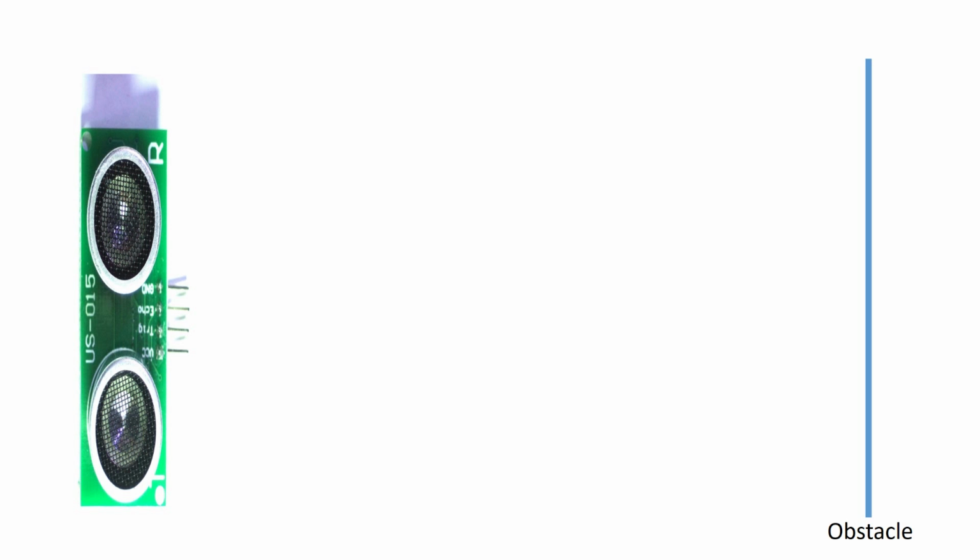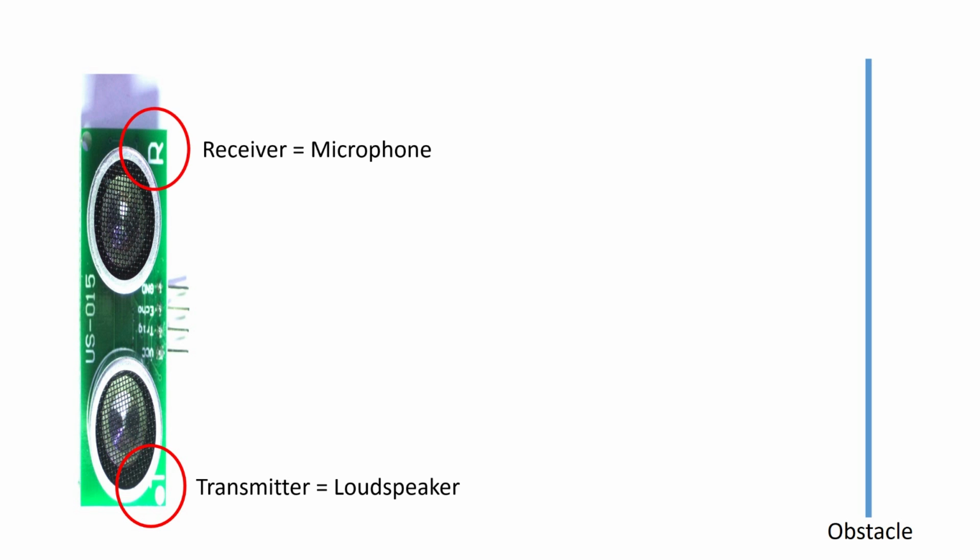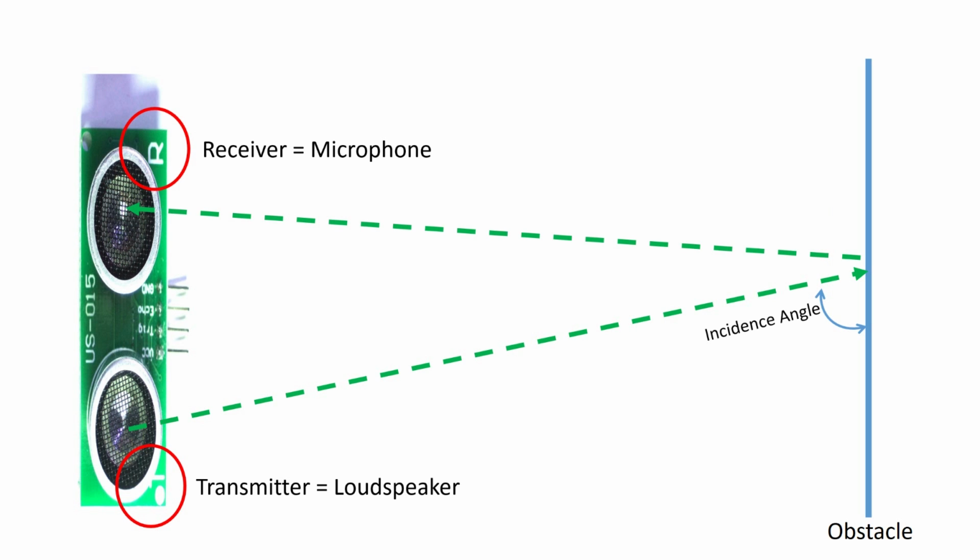All work with the same principle. They consist of a loudspeaker, called transceiver, and a microphone, called receiver. The loudspeaker sends a very short ultrasonic sound burst, and then the microphone starts to listen. This sound travels to the obstacle and is reflected by the same angle back to the microphone.